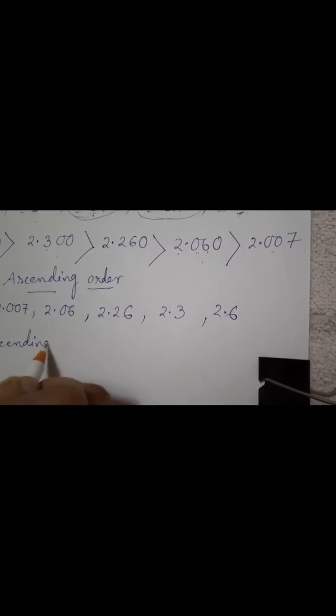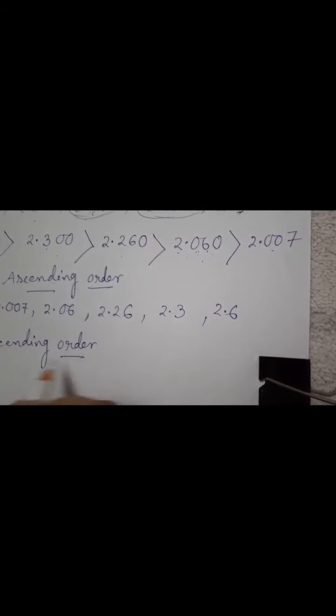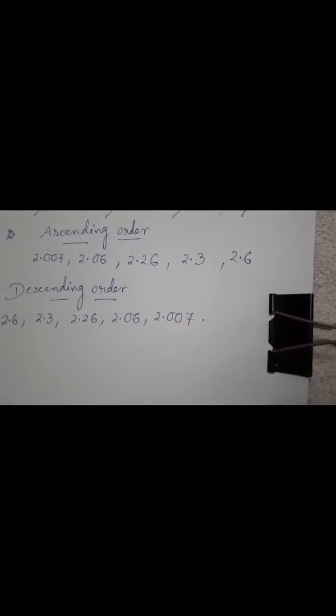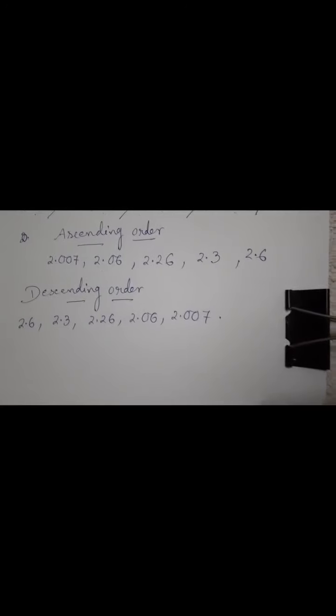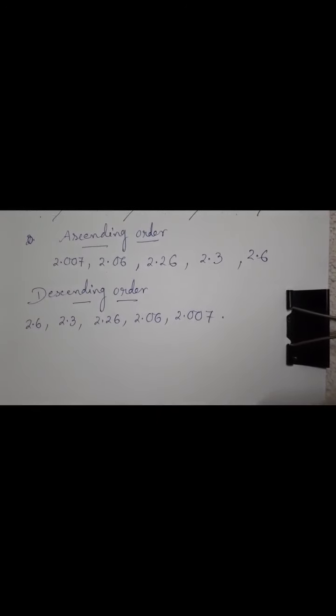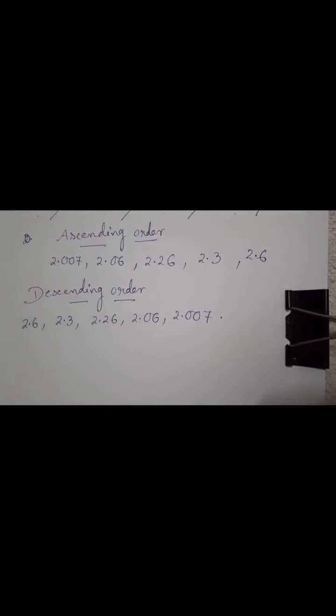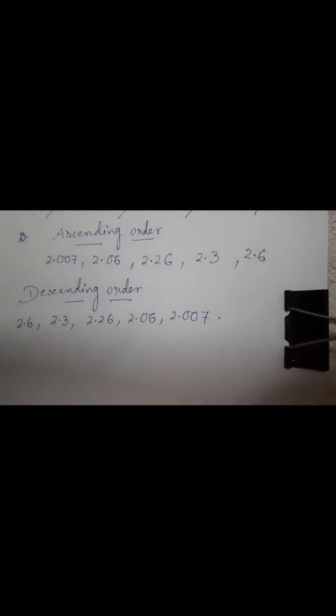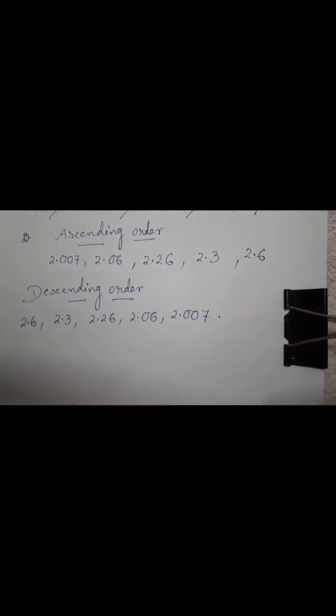Similarly, we can write descending order also. When we write descending order, we know, students, first we will write the bigger one, then the smaller one. That means here the numbers will be 2.6, 2.3, 2.26, then 2.06, and then 2.007. This is descending order. Descending means first we write the bigger number, and at the last the smaller number. So students, in this way we can arrange decimal numbers in ascending or descending order.